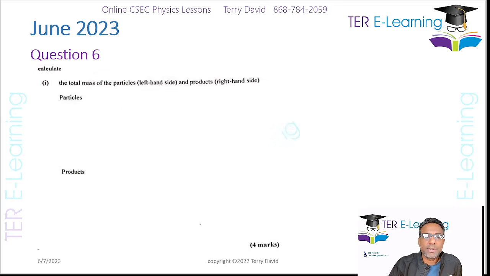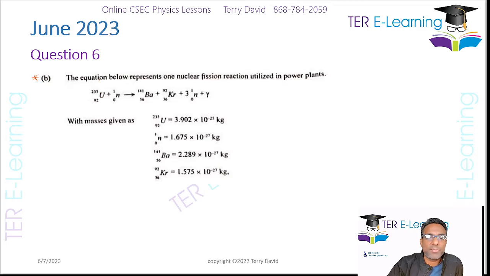So we have an equation here representing a nuclear fission reaction. So this is a common nuclear reaction that we use, right? What do we want here? Calculate the total mass of the particles on the left and the total mass of the products on the right. So the particles on the left, you have to cater for the uranium-235 and the neutron. So you're going to take this number and add it to this number here.